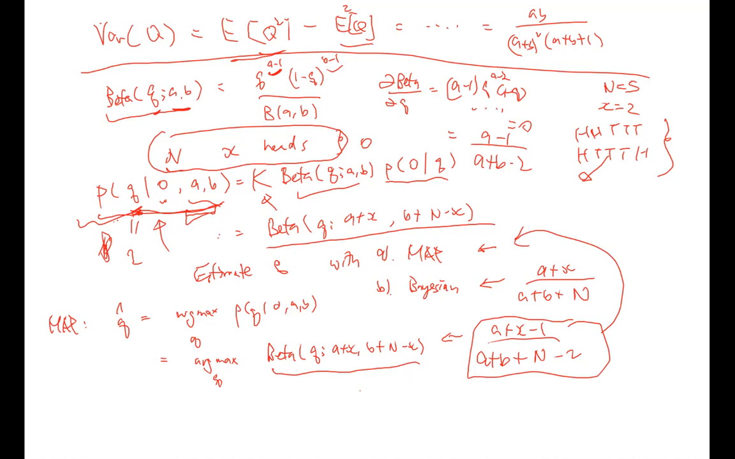Okay, let me give some numerical numbers, hopefully it's easier to follow, and I want to make sure that you guys are following. Let's say I have A and B. By the way, let me rewrite this beta again. Beta of q; a, b has the form q to the a minus 1, 1 minus q to the b minus 1, over B of a, b here.